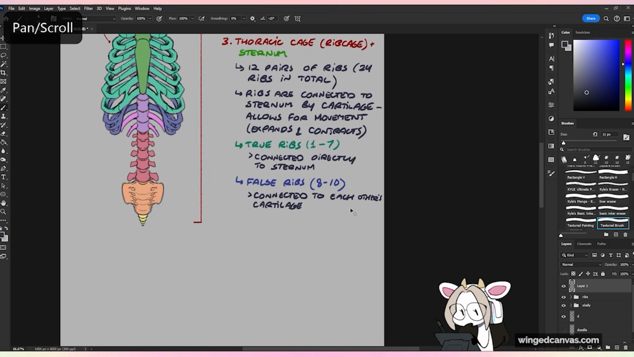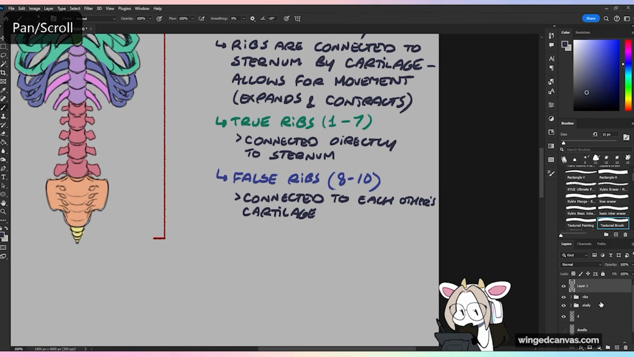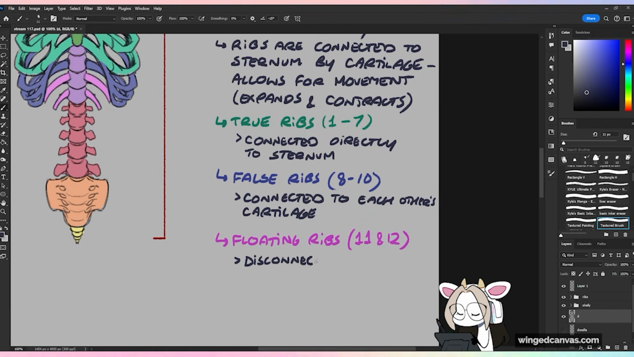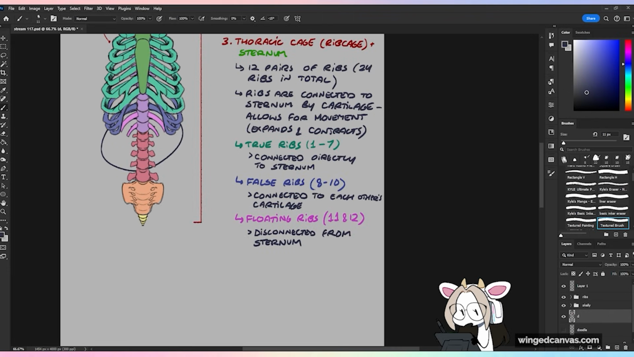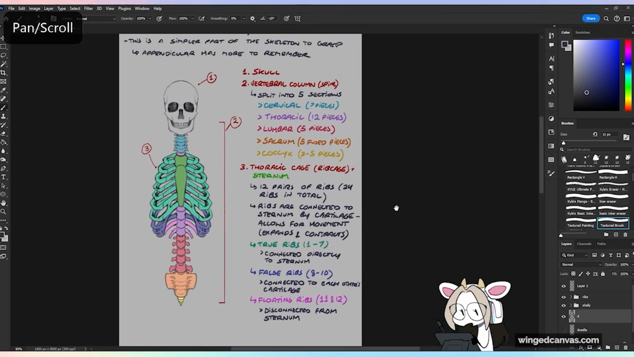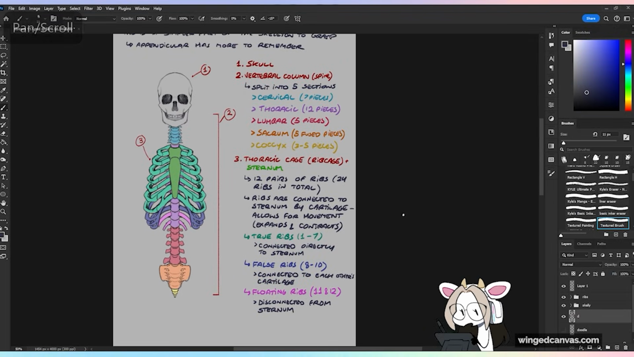All right, so your false ribs are ribs 8 through 10, and rib pairs 11 and 12 are floating ribs. Our floating ribs are just completely disconnected. Ribs 11 and 12, you can see in the back here, these guys are floating ribs. They're kind of just there. They're assisting in the back.